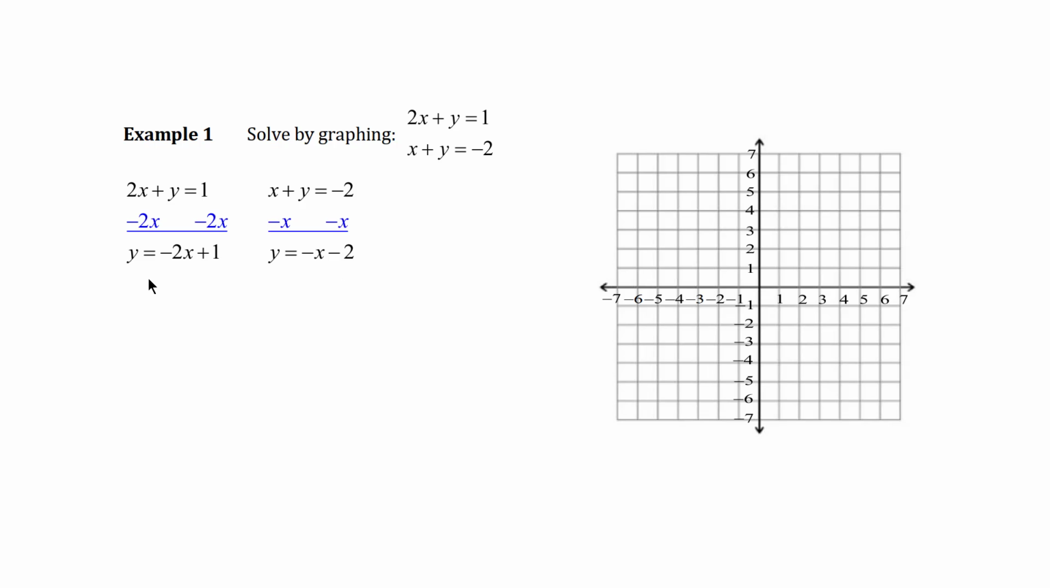Now that both equations are in slope-intercept form, I'm going to graph y = -2x + 1. Starting with the y-intercept, I'm going to plot my first point at (0, 1). From here, I'm going to use my slope of -2 to go down 2 spaces and over 1 to our second point. Next, I'm going to use the slope a few more times to get a few more points on the graph. So I'm going to go down 2 and over 1, and down 2 and over 1 more. From here, we could go and draw a line through our points.